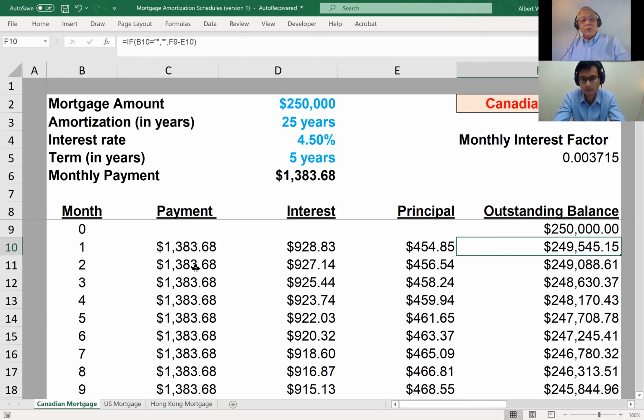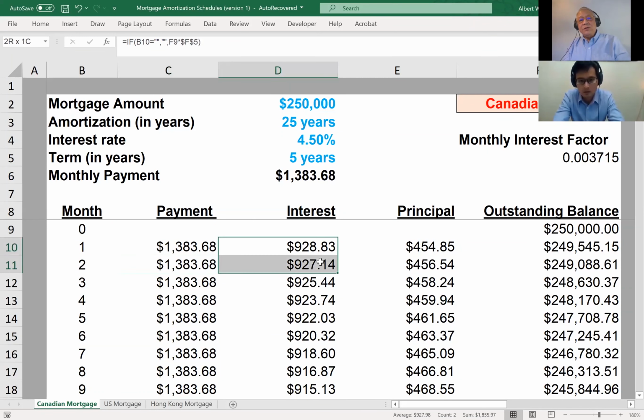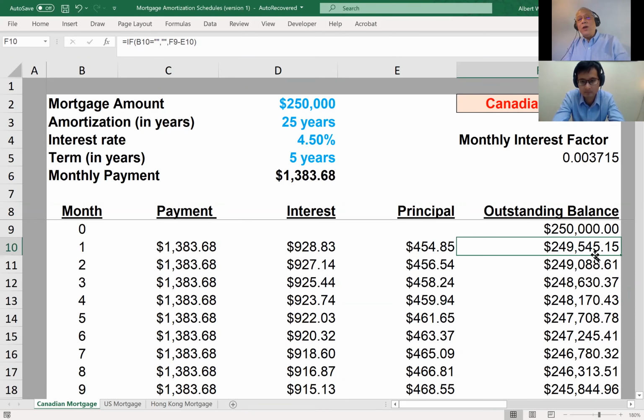Now, the second month, you make the same amount of payment. This time, do you notice that the interest is slightly different, right? The interest decreases a little bit. Yeah, decreases a little bit. Why? Because the principal is reduced. Yeah, your principal is reduced by 454, so you owe a little bit less. Therefore, you pay a little bit less interest and a little bit more principal, right? So at the end of the second month, you owe $249,088, right?